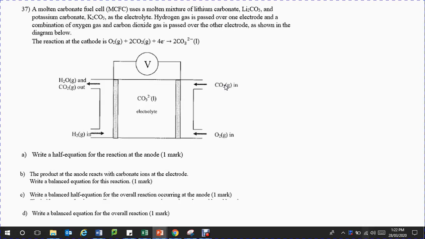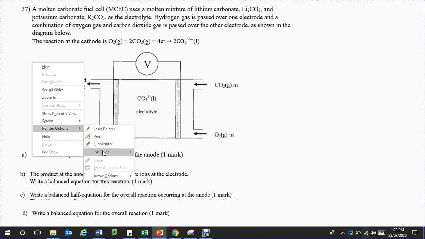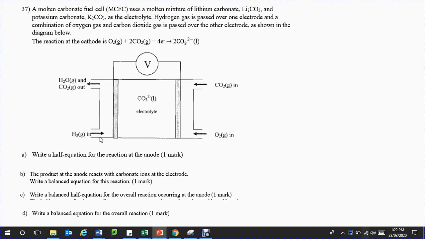Question 37. A molten carbonate fuel cell uses a molten mixture of lithium carbonate and potassium carbonate as the electrolyte. Hydrogen gas is passed over one electrode, and a combination of oxygen gas and carbon dioxide gas is passed over the other electrode. So it's giving us the reaction at the cathode, with the oxygen and carbon dioxide, and it tells us in the question that hydrogen gas is passed over the other electrode.